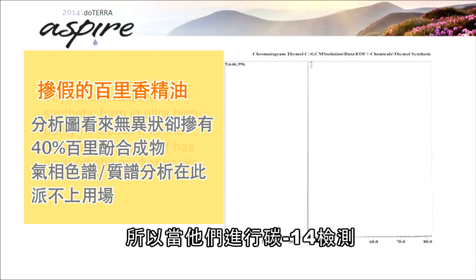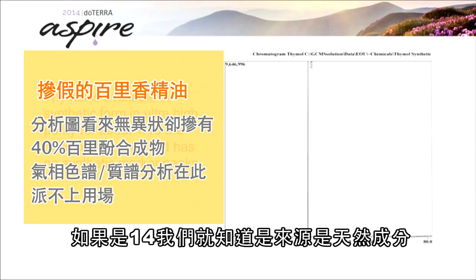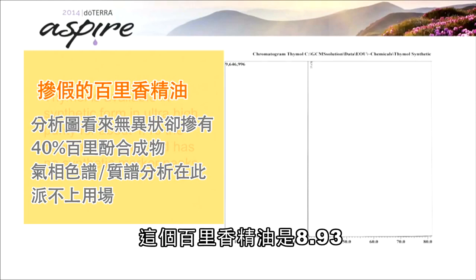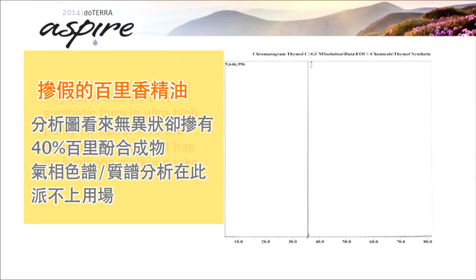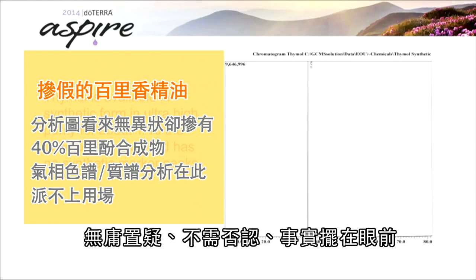And so when they do the carbon-14 test, what we expect is a number of 14. When that result comes out 14, we know it's from a naturally derived source. This thyme oil came out to be 8.93, which indicates, if you can read the small text there, about a 37% adulteration with petrochemical derived material. No question, no refuting, done deal.